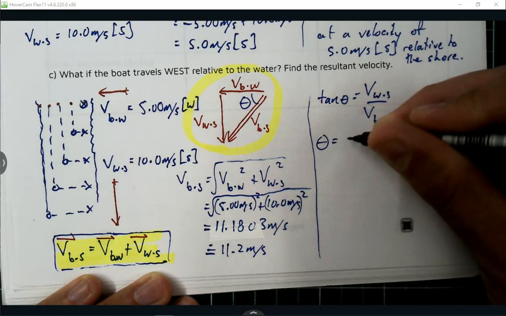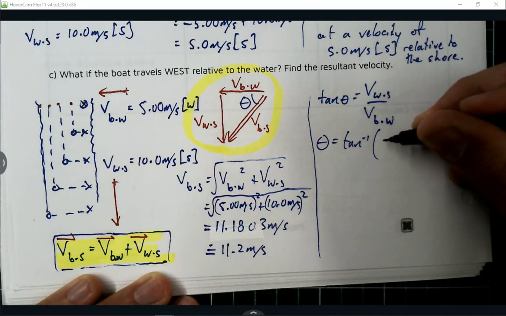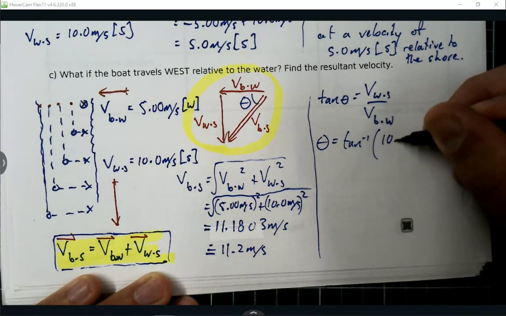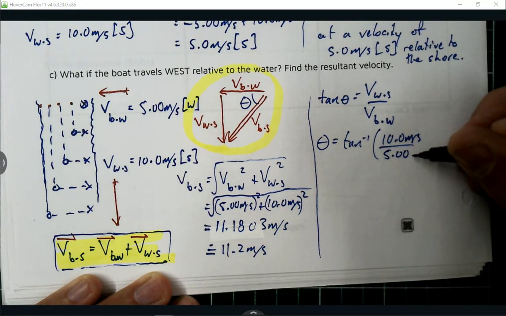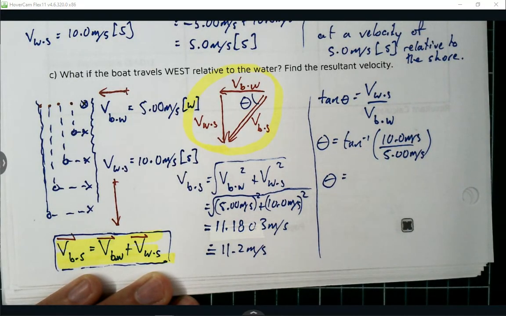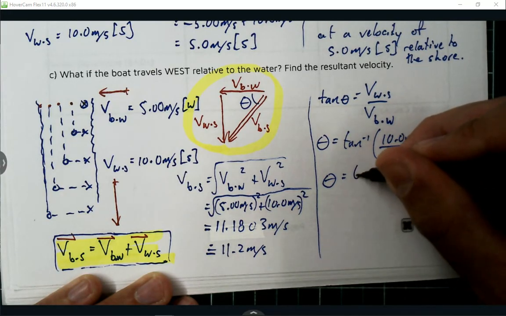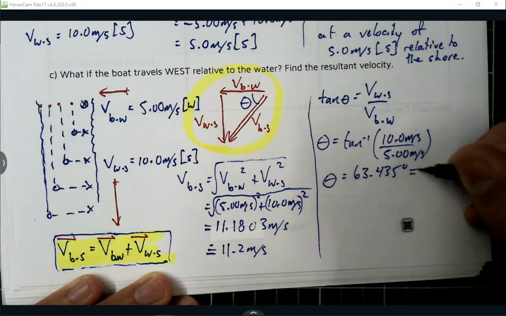So theta is equal to tan inverse of, and I can sub in my values, VWS was 10 meters per second, 5.00 meters per second for the VBW. And I'm running out of real estate here. But does anybody have a theta value for me, unrounded? Like, give it to me to 3 decimal places. 63.435, all right, 63.435 degrees. And I know that would be approximately, I got 3 sig figs, 63.4.